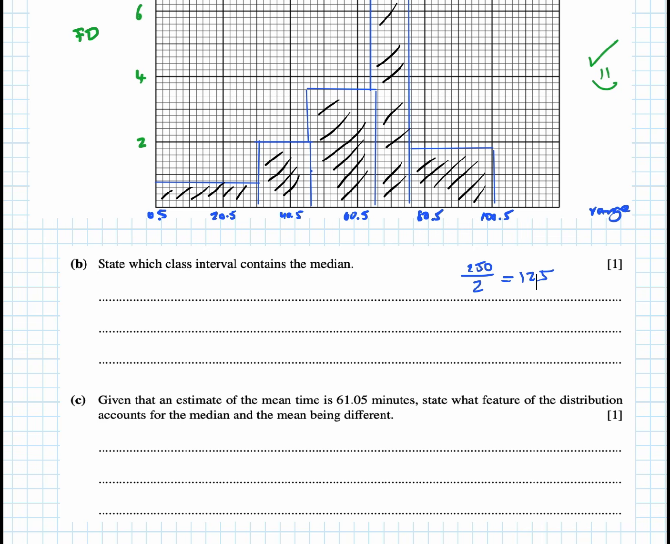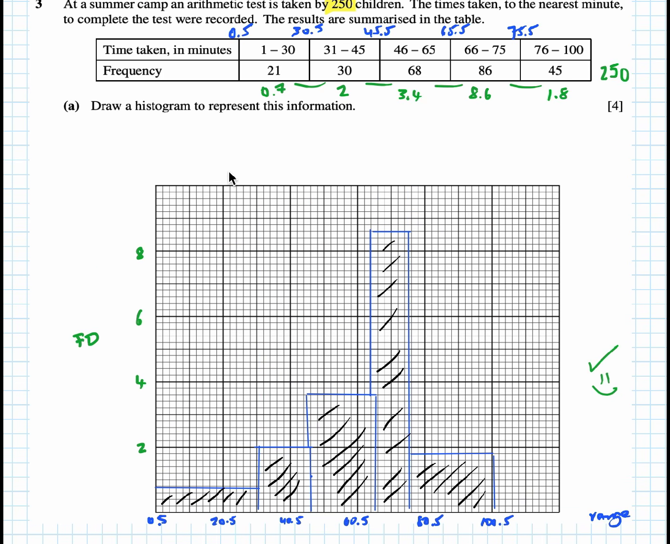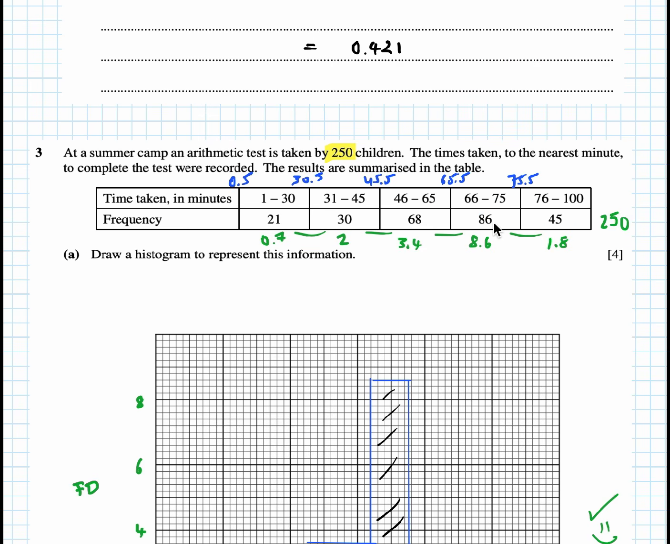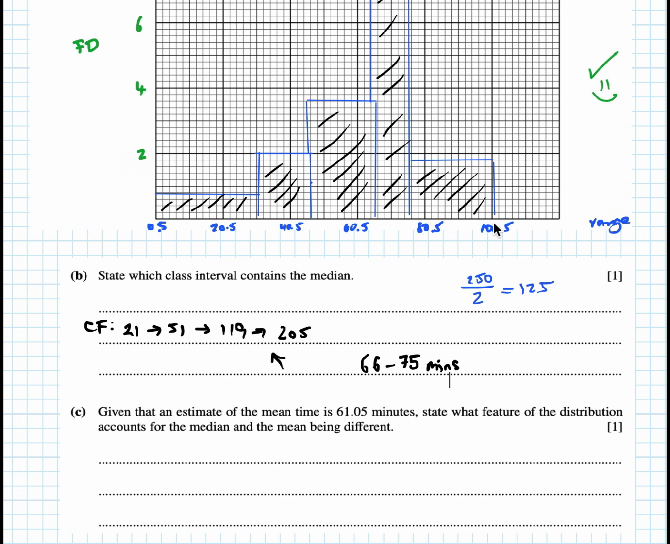So the median is the middle number. 250 divided by 2 is 125. And what do we have? 21 to 51 to 119, and then the next one. So the next one, it was 66 to 75 minutes. So in minutes there, that's the median class interval. Part C, the estimate of the mean is 61.05.